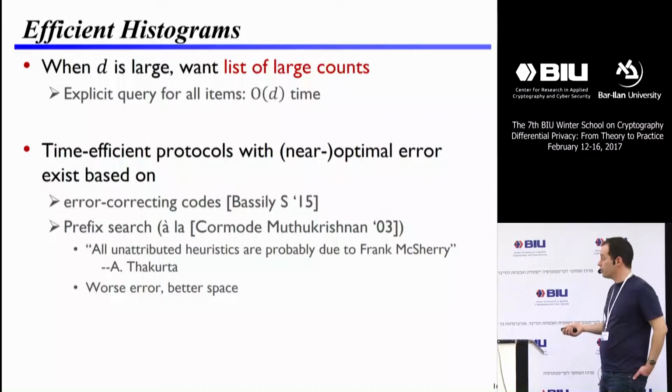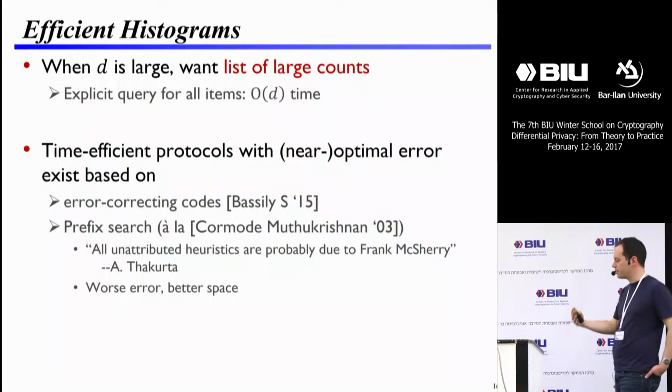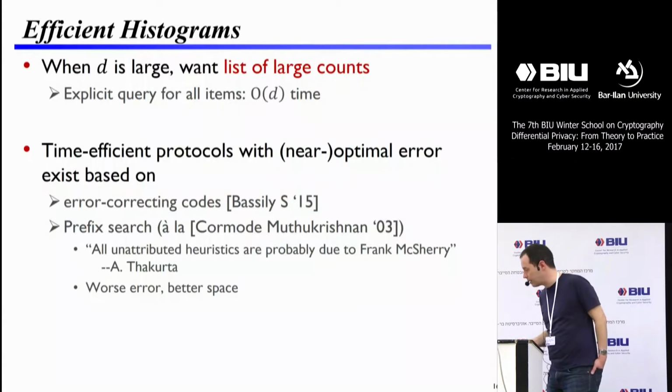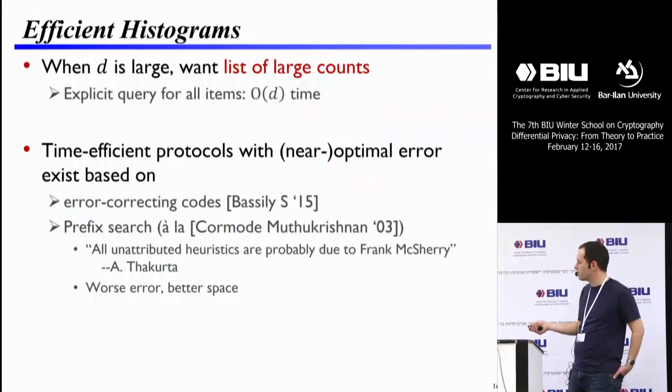So it turns out that there are protocols that get this additional property of being time efficient also, meaning that what you really get is a list of the heavy bins and not just a data structure for estimating the frequency of any given bin. There's a protocol based on error correcting codes and hashing ideas in a paper of mine with Raif Basili.